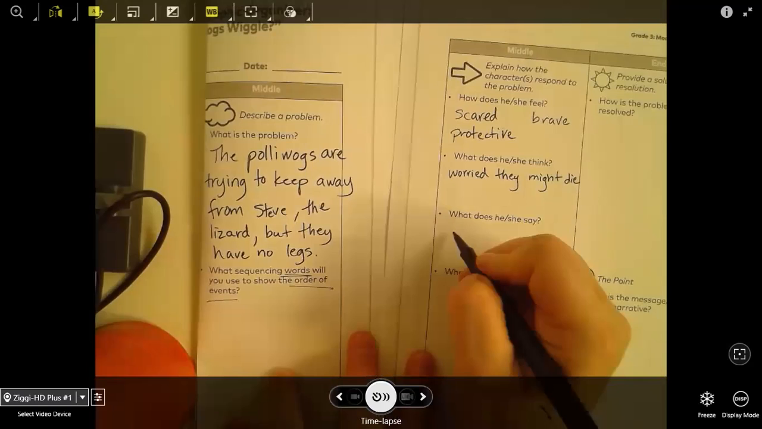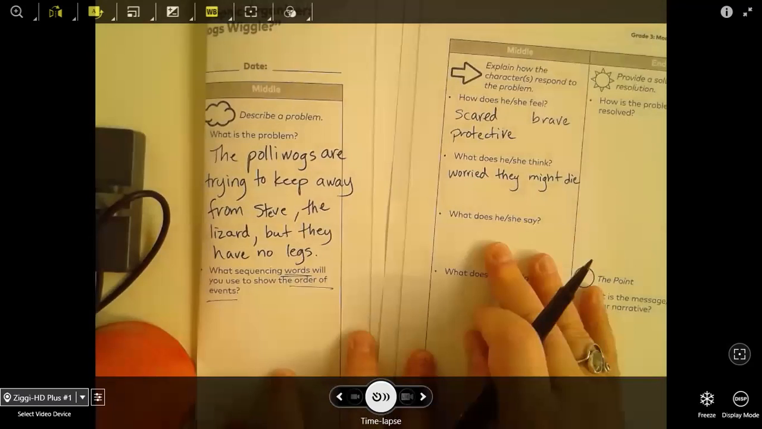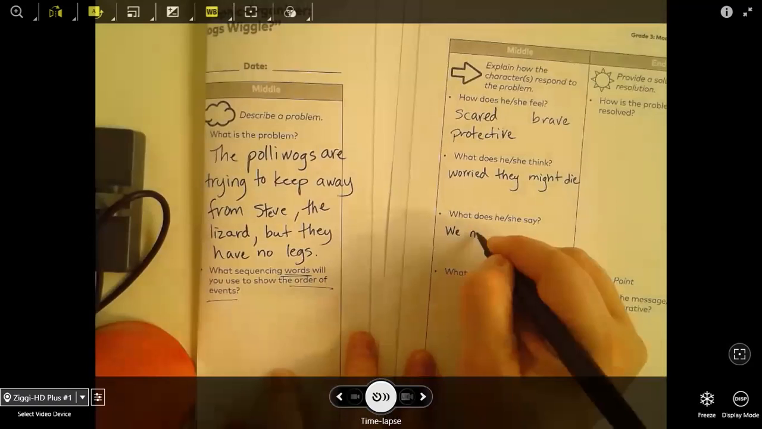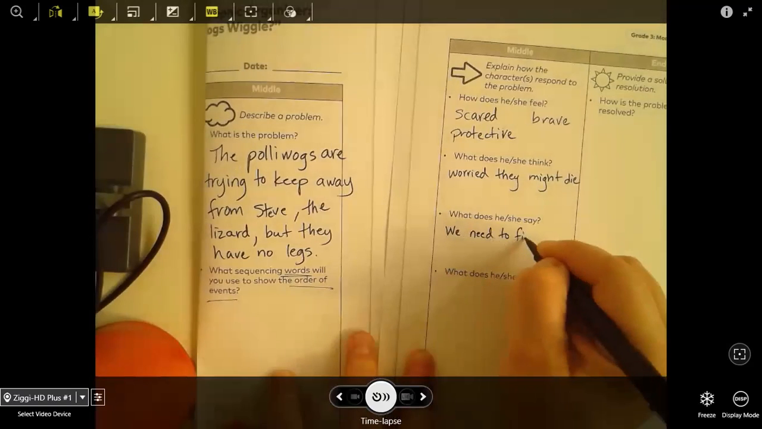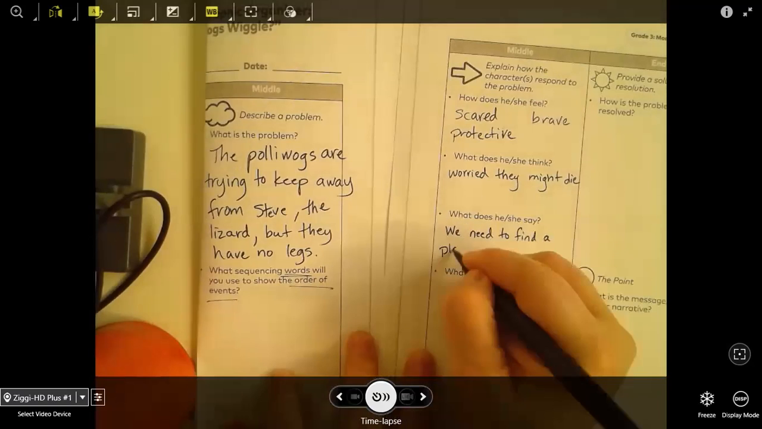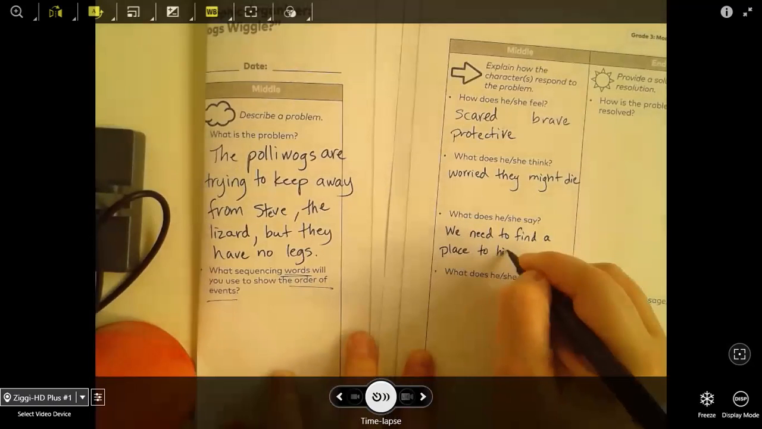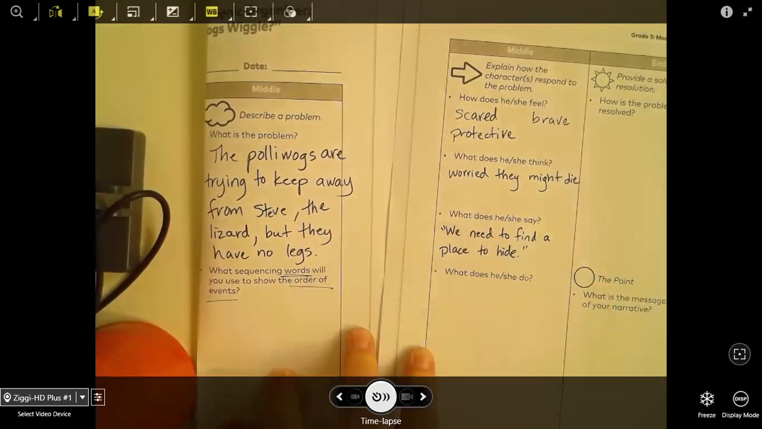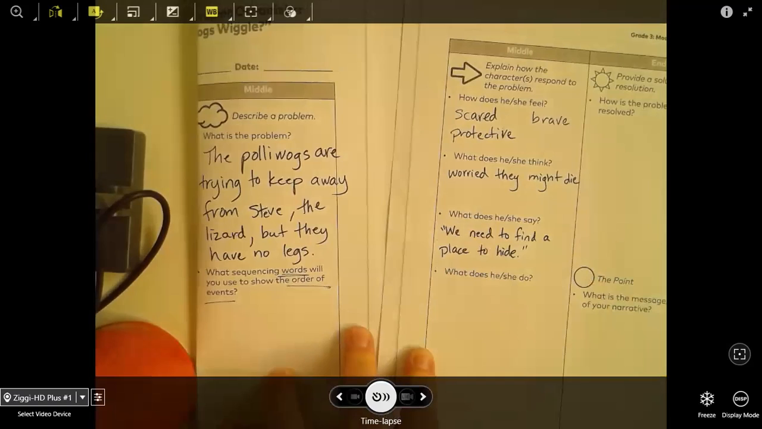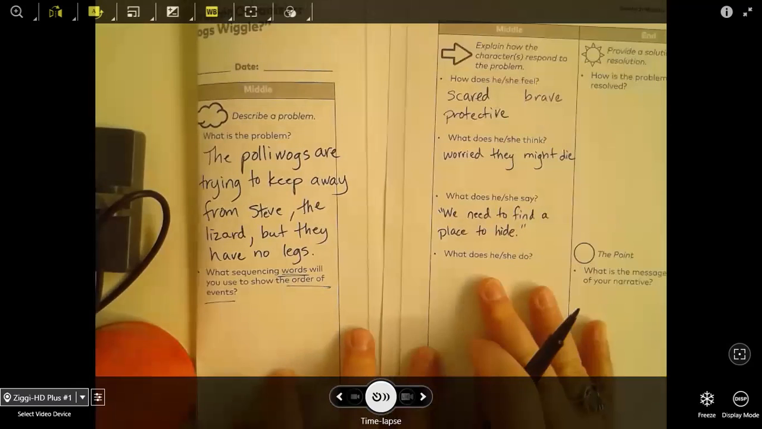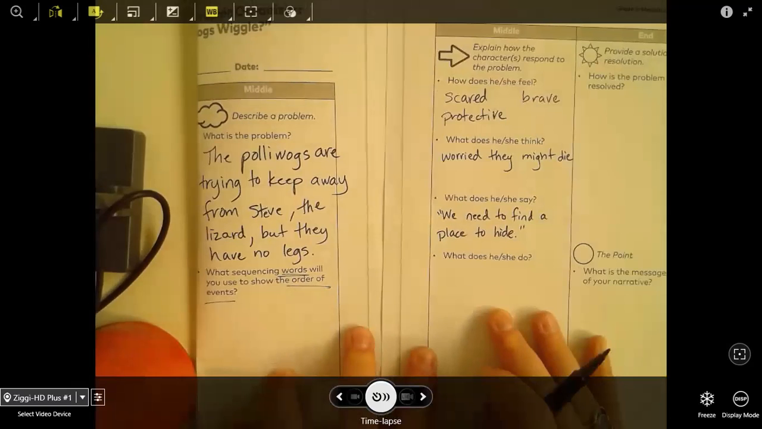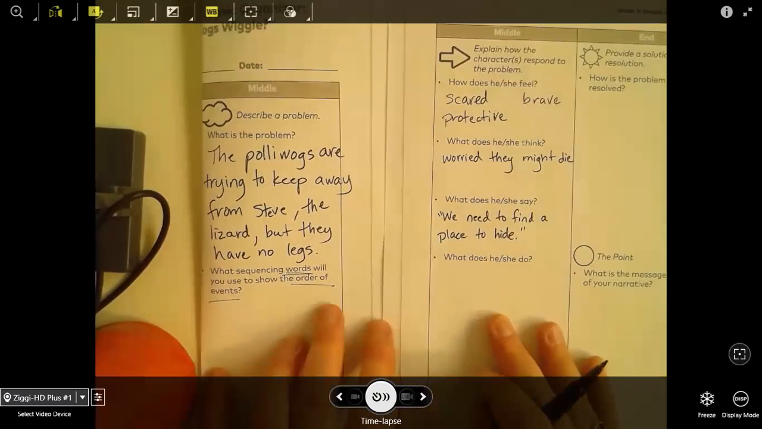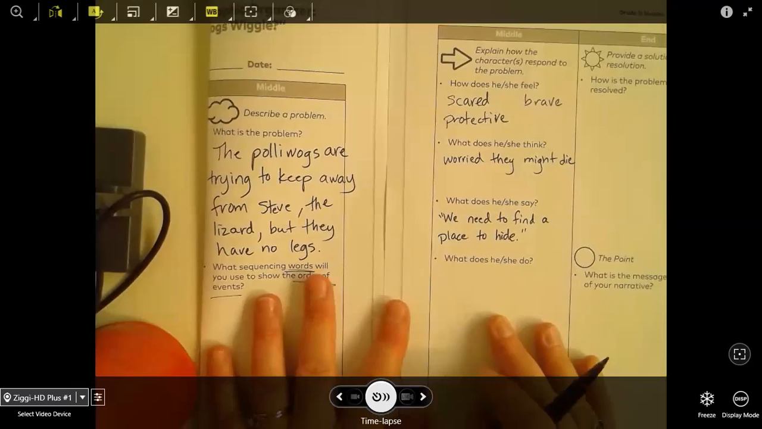So might she say that to her friends? We need to find a place to hide. I like that. But how are they going to get to where they want to hide? So they have to. So does that come under what they have to do? Lila, if you've got an idea. So they could try to. So let's think about this.